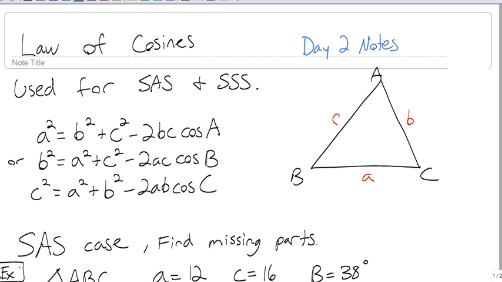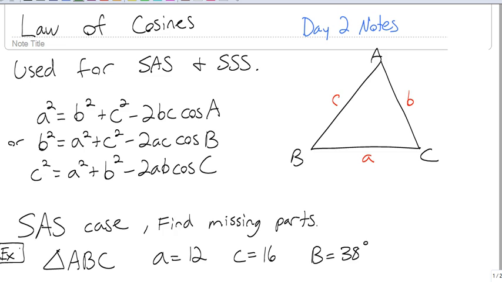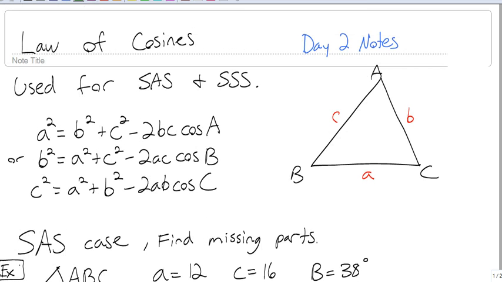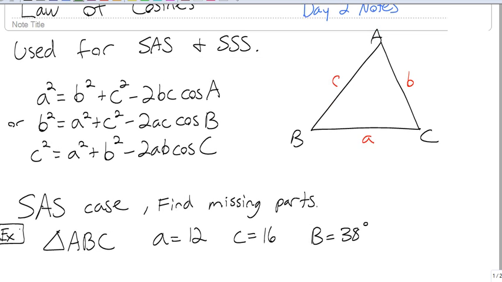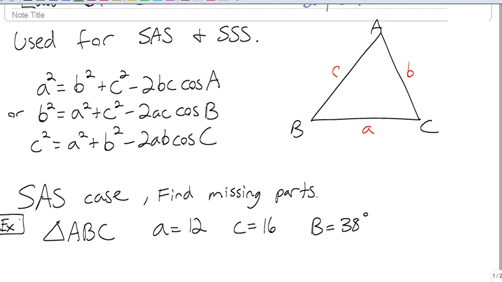It's the same stuff. So today we're going to talk about the law of cosines. We're going to use both the law of sines and law of cosines to find all the missing parts of our triangle in case we only have parts of it. We use law of cosines for the SAS triangle, if I give you 2 sides and the included angle, or if I give you all 3 sides.